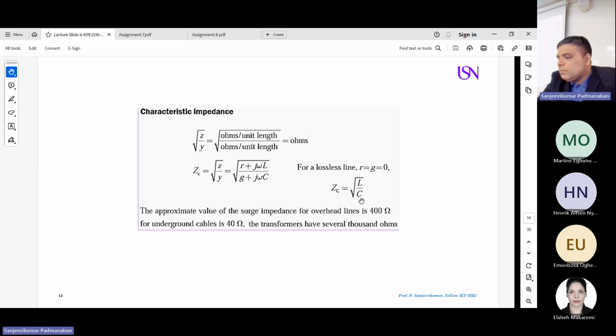What is the general formula? It is the root of ohms per unit length divided by siemens per unit length, which is nothing but root of Z by Y. Then we get root of L by C. For example, the approximate value of the surge impedance for overhead lines is 400 ohms. If you have overhead lines, you know what overhead lines mean, the national grids, you have 400 ohms as the standard surge impedance.